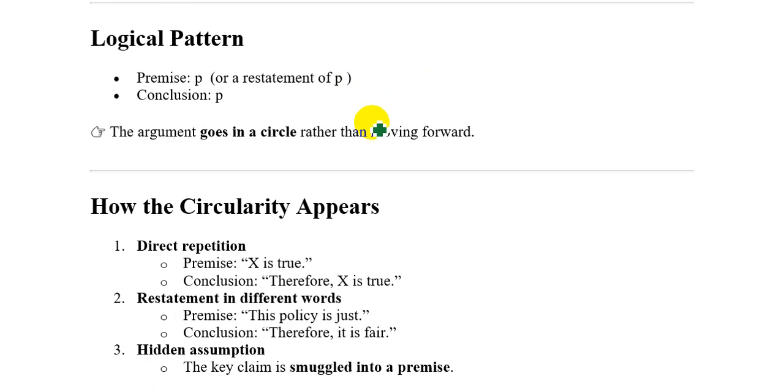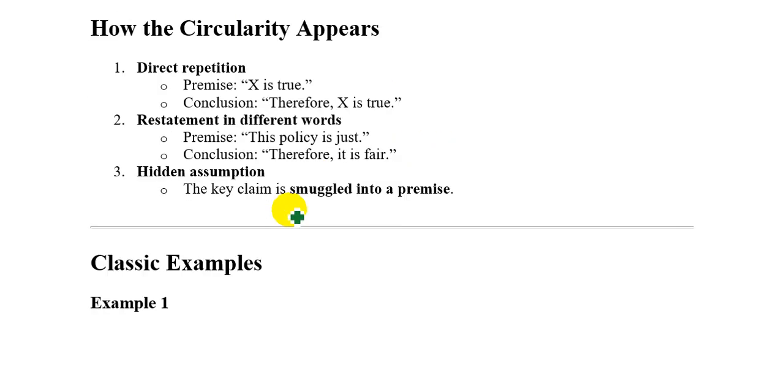What is the pattern of this type? First, a premise P or a restatement of P. Conclusion is P. The argument goes in a circle rather than moving forward. Let's look at a few examples. There are three types: direct repetition, restatement in different words, or hidden assumptions. Let's look at the first one. The premise is X is true. Conclusion: therefore X is true. This is a direct repetition. Nothing new has occurred in this.